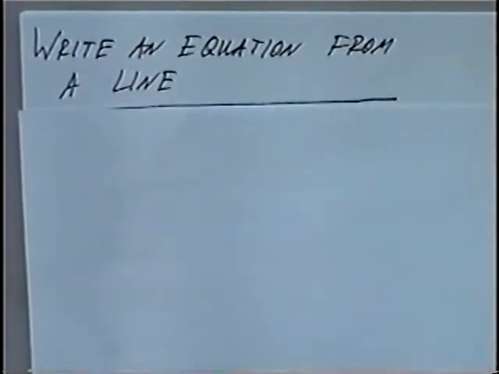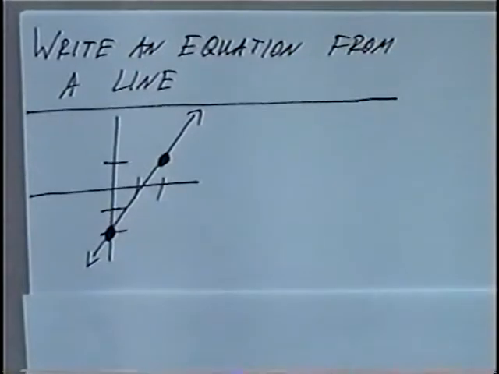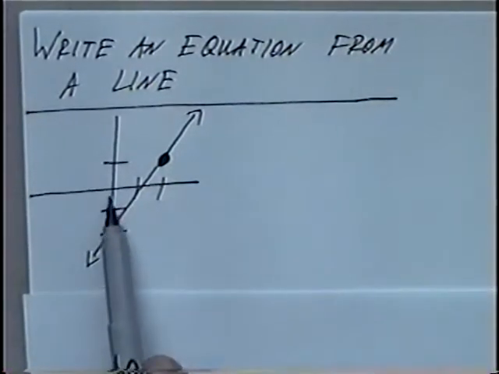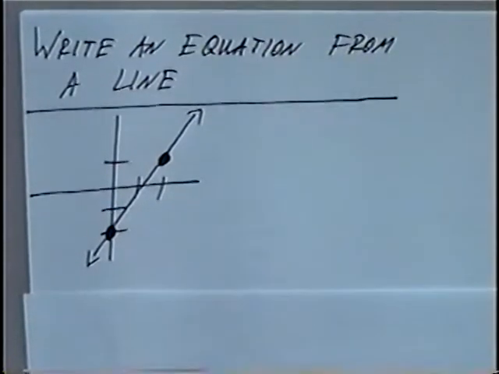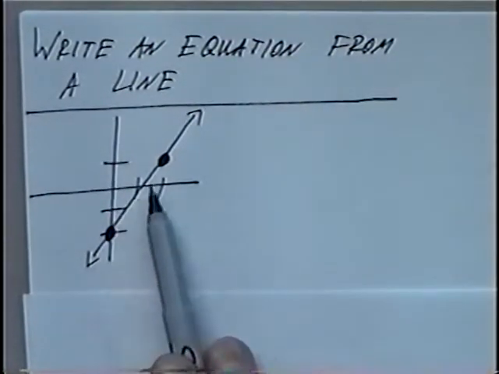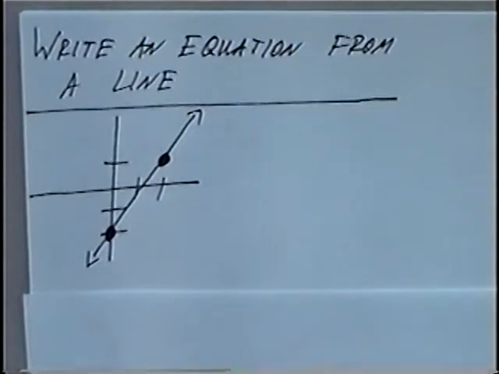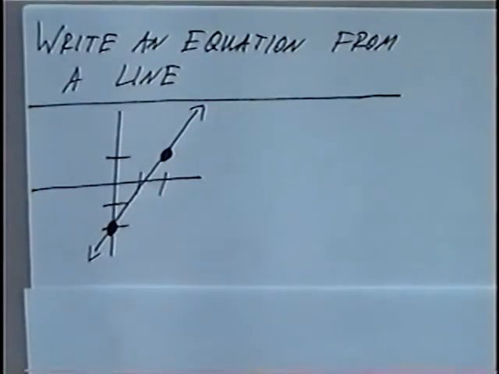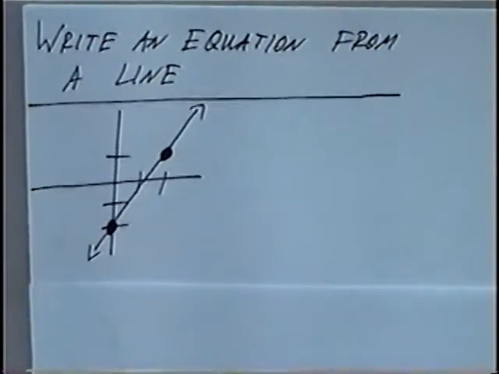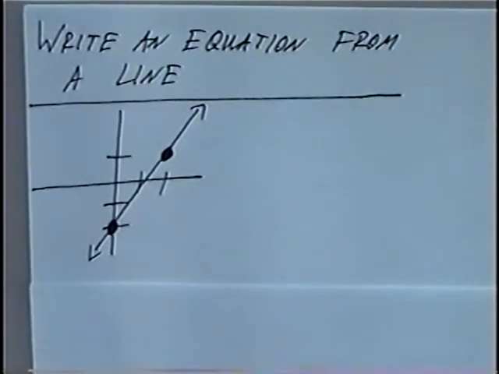Title of the next section is Write an Equation from a Line. In this section we'll look at a graph of a line and we can find the equation from that line. First problem and first graph. We'll have one point at 0, negative 2, and we'll have another point at 2, 1. Using this graph we can find what m equals and b equals, and then we can write the equation from there.